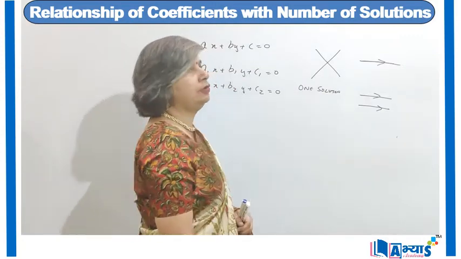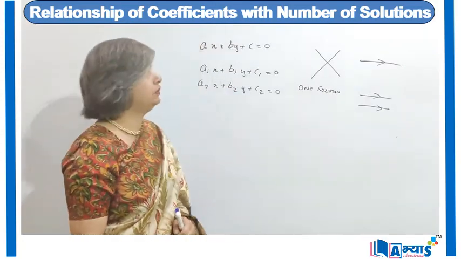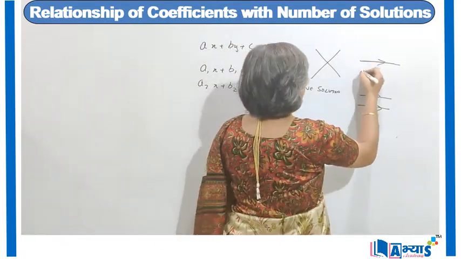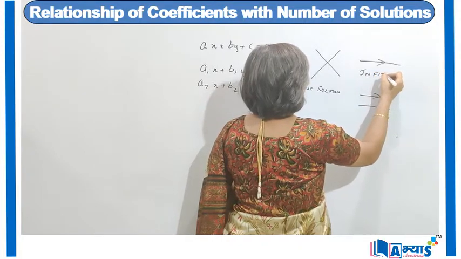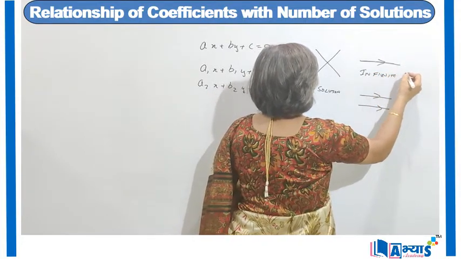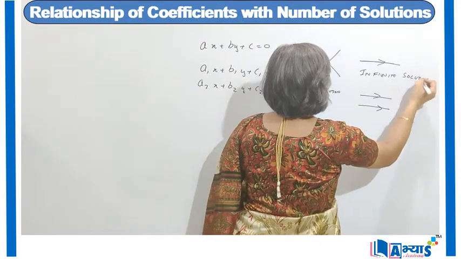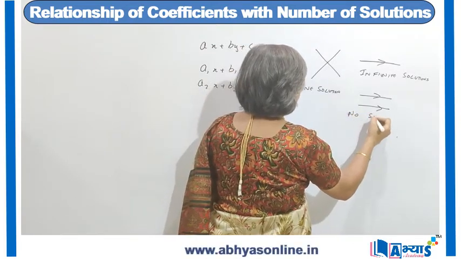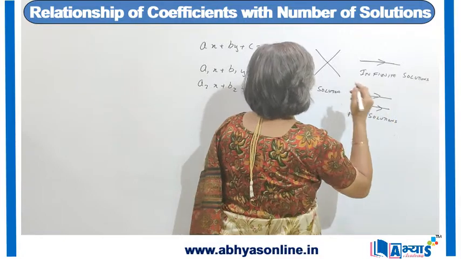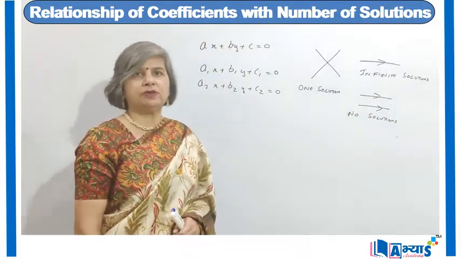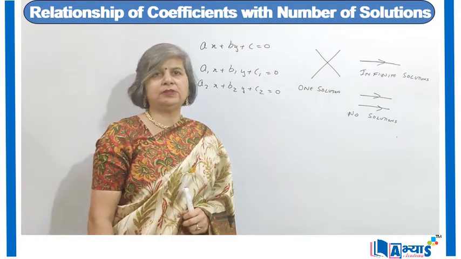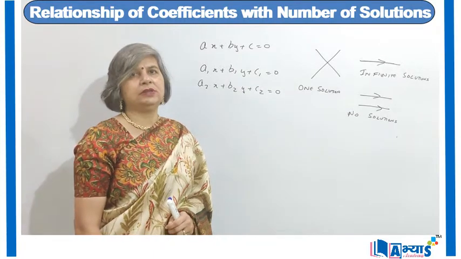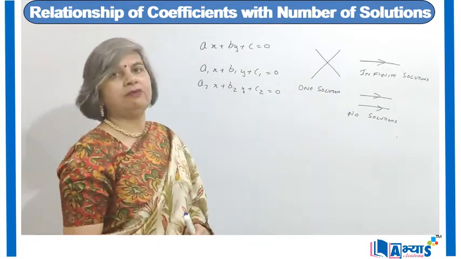But in case the line overlaps the other line, that means all the points on the first line will also lie on the second line. So they will have infinite solutions. But when the lines are parallel to each other, they will have no solutions. So there are three situations. Either the two lines will cut each other, that means there will be one solution, or the two lines will overlap each other, then there will be infinite solutions, or in the third case, they will not cut each other, that means the lines are parallel, so they will have no solution.